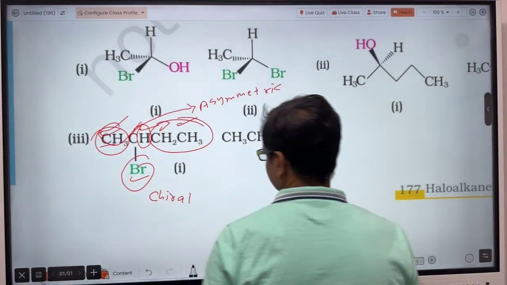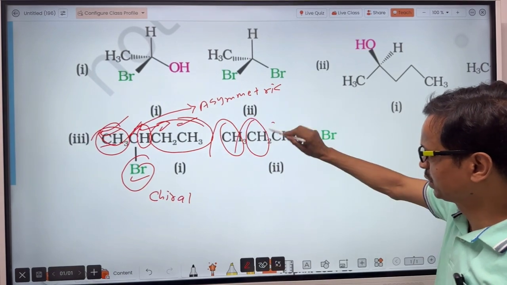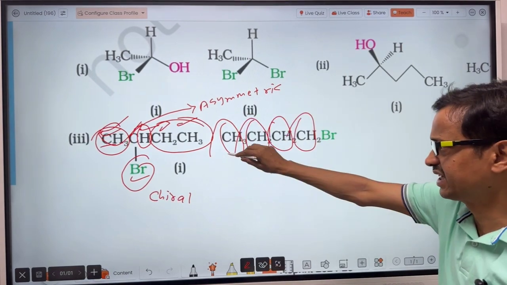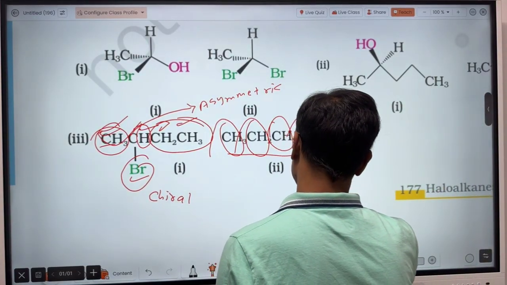Now watch out in this molecule. Here is methyl, 3 hydrogens the same. Here 2 hydrogens the same, 2 hydrogens the same, 2 hydrogens the same. So there is no asymmetric carbon atom, and that's why this molecule will be achiral.